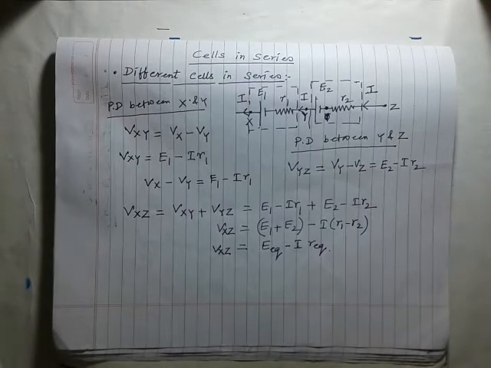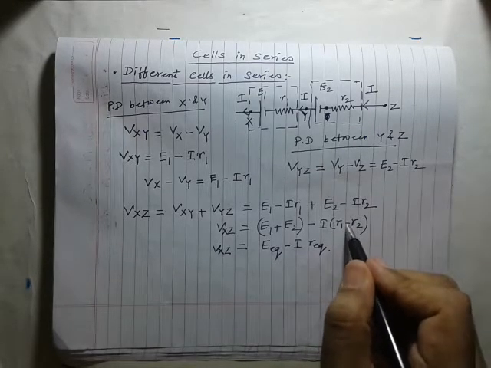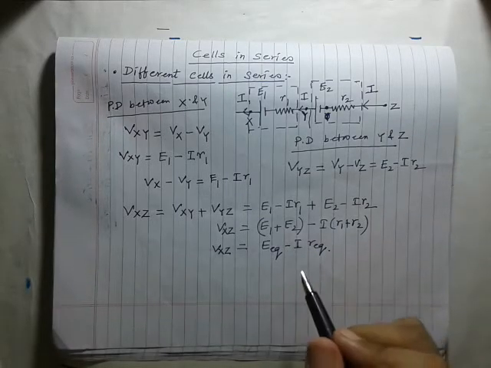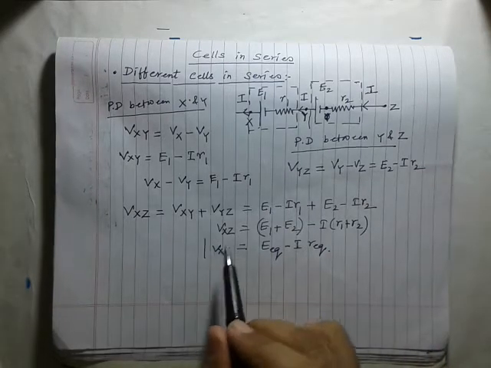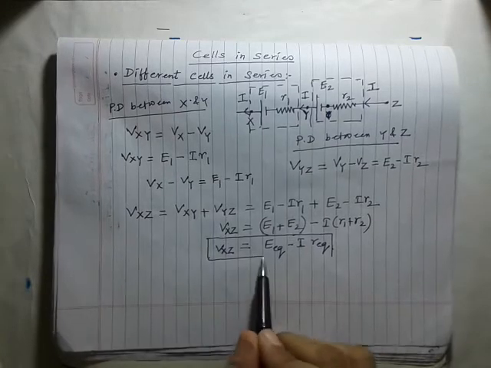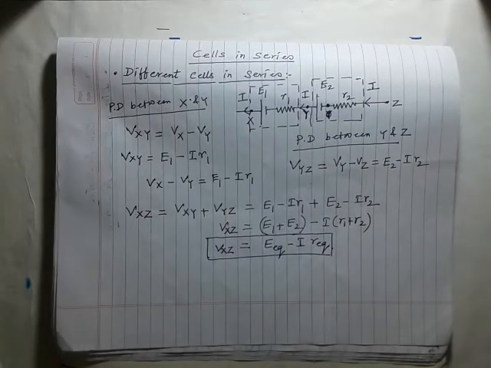Okay, so sorry, I have made a mistake here. There will be plus here, sorry. Here is plus. Okay, now this is correct. So this is the formula. Vxz is equal to E equivalent minus I R equivalent.